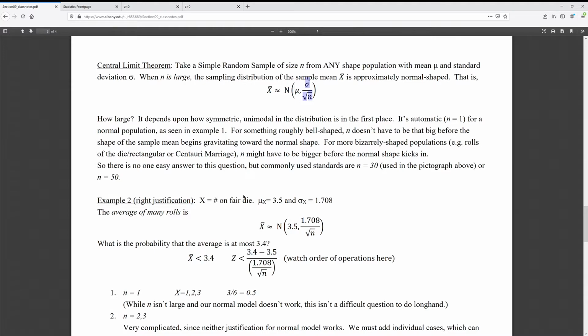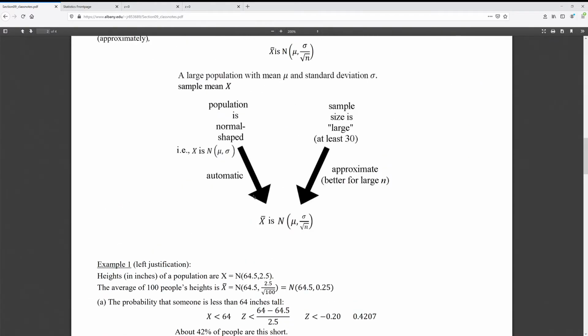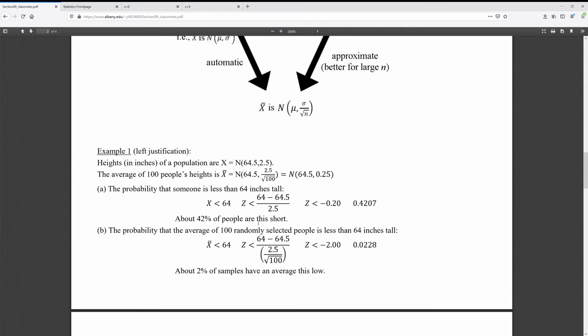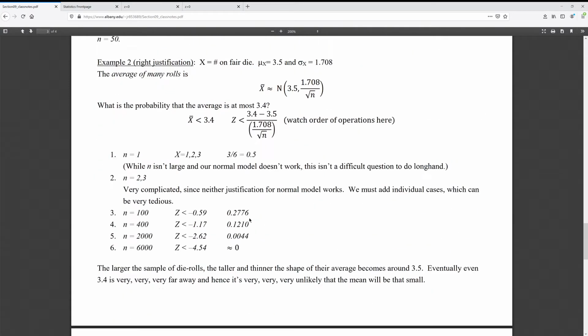And from there we saw how to do some examples. We had both roots here, right? We had that this was approximately true for large n regardless of what shape you had, but if you had the normal shape, then it was automatically true. I want to explore another example of that root.